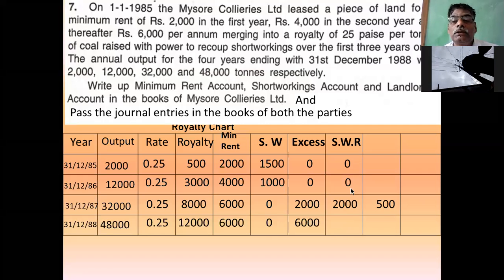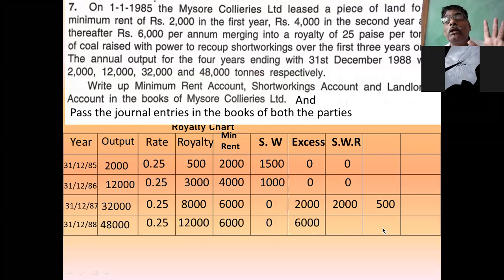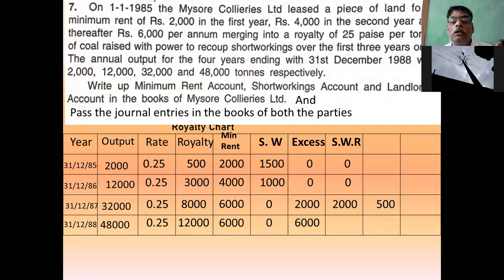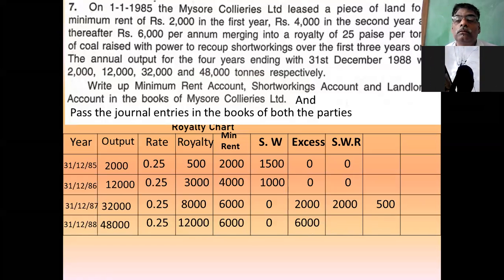This is the first 3 years. And if there is short working in 1988, that directly goes to the recovery column. 1988 short working, 1989 short working, 1990 short working. In the subsequent years, whenever the short working arises, it must go to the recovery column. You remember this one.